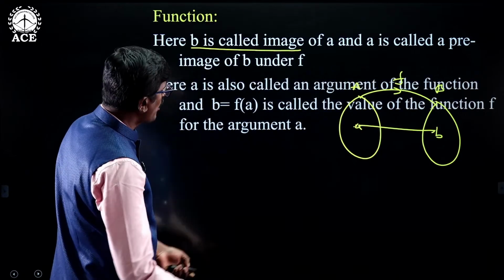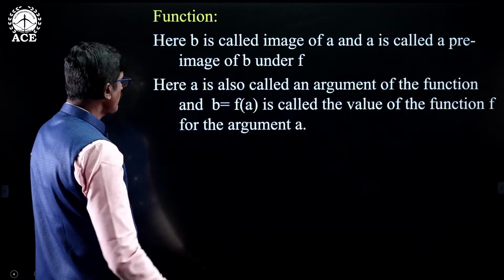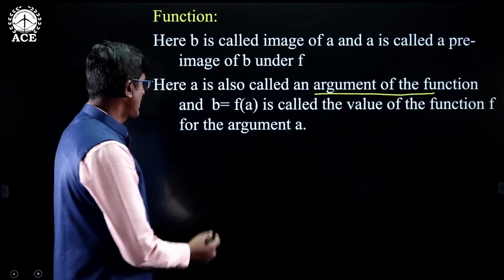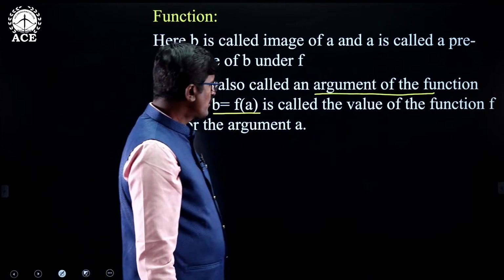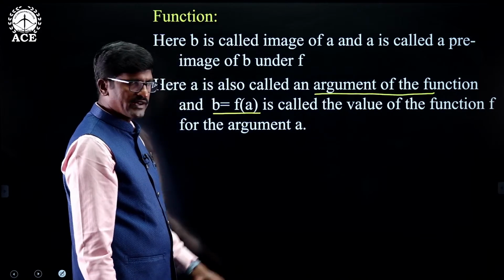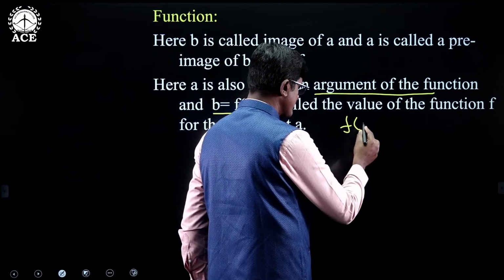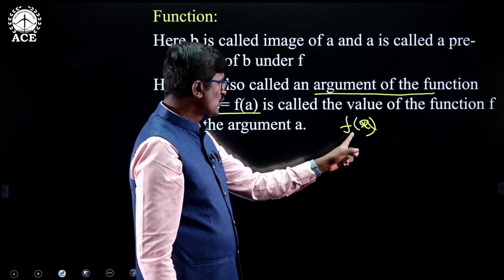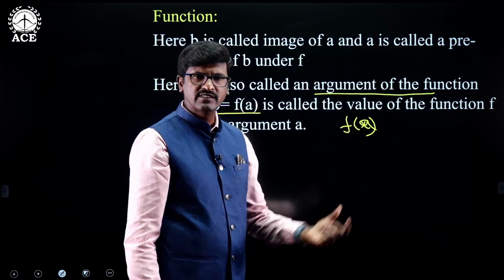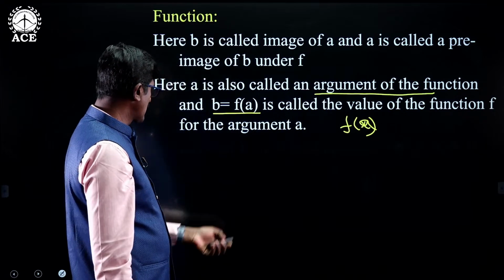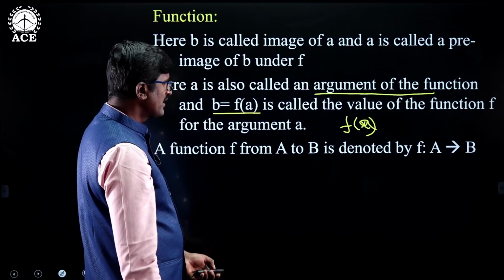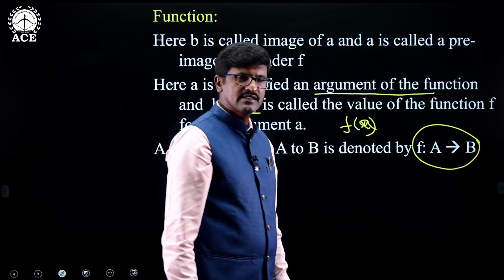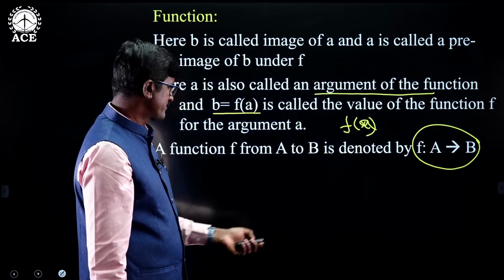And one more point: here A is also called the argument for the function, and B equal to f of A is called the value of the function for the argument A. So if you take some function f of x, or some function f of A, then f of A is the value for the argument A. That is the meaning of this. A function from A to B is denoted like this. It is read as F maps A to B.